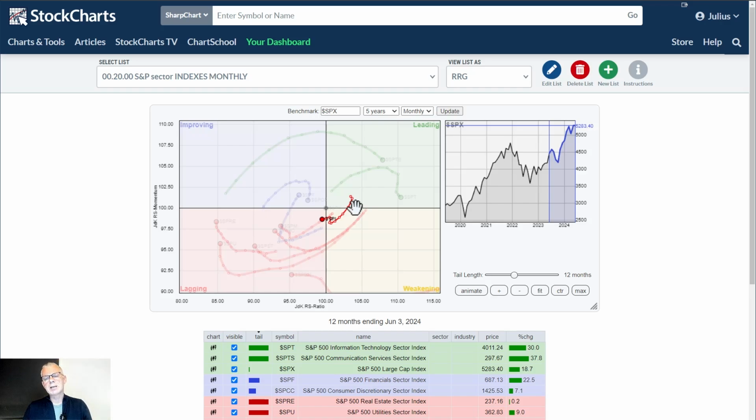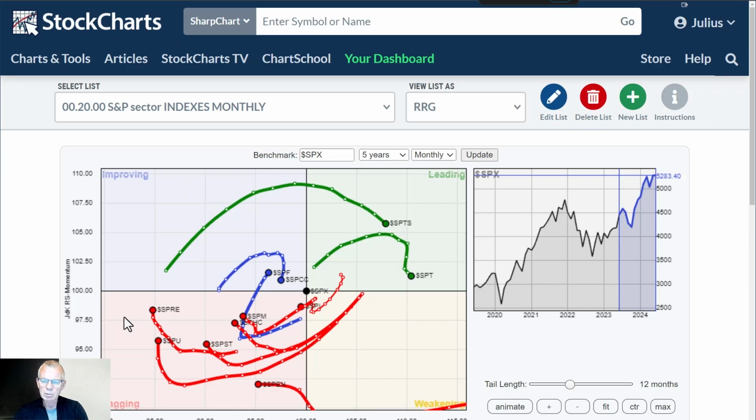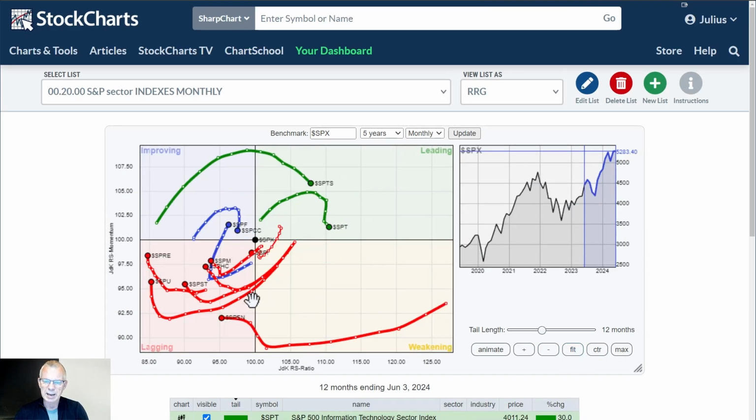So what we've seen is a lot of strength still for technology, communication services, financials. And then for the other ones, there are some promising rotations on utilities, staples, maybe real estate, maybe materials, but on the other hand also a rollover of consumer discretionary on the monthly. So the real strength is in communication services, technology and financials, and all the others still need a lot of work before they will become strong performers from a relative perspective on the monthly time frame.